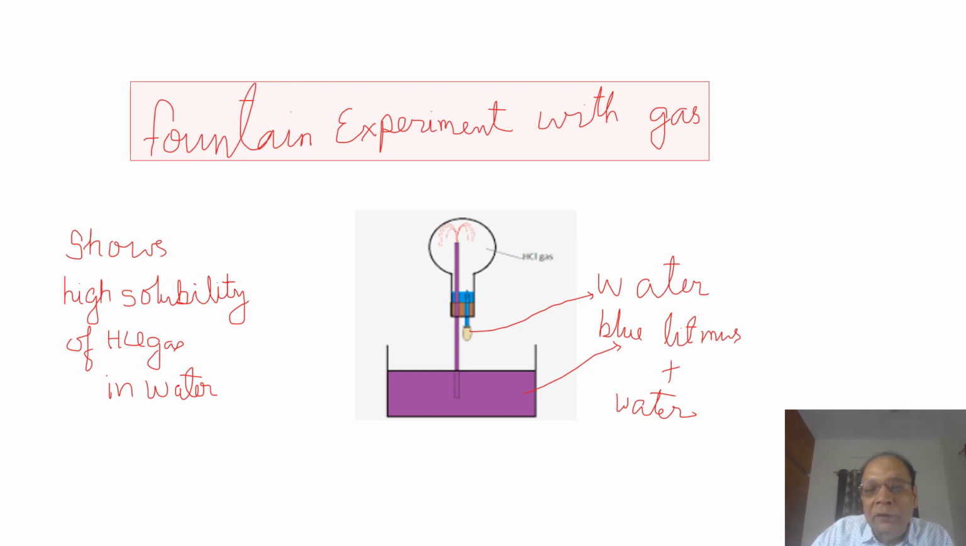As water enters, HCl dissolves in it, creating low pressure, which sucks up water from here. And as this water with blue litmus rises, as soon as it comes out of the jet, a red fountain is seen. And this proves the high solubility of HCl gas in water. We can do the fountain experiment with ammonia too. When we study that, that is the next thing that is going to happen.